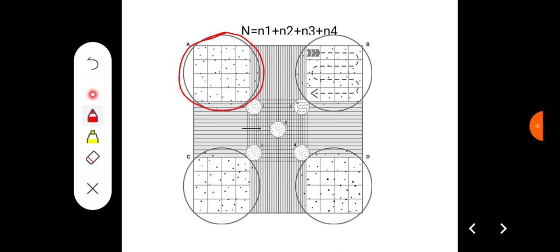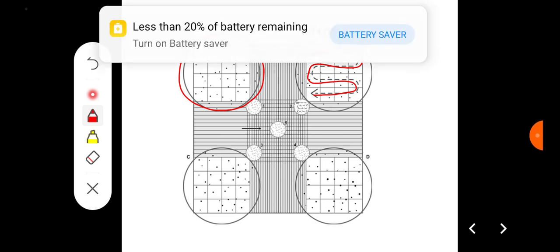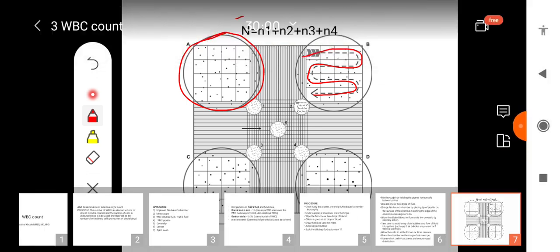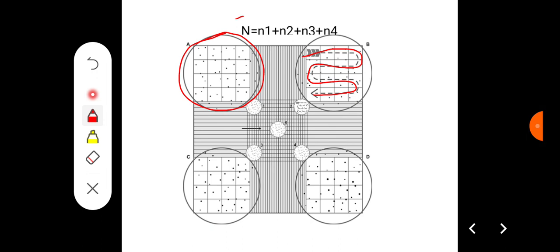Then you have to count the WBCs in a zigzag manner like in this fashion, and you have to count the number of WBCs in all the 4 corner squares. So the capital N will be small n1, n2, n3, n4, that is the number of cells present in each corner square.